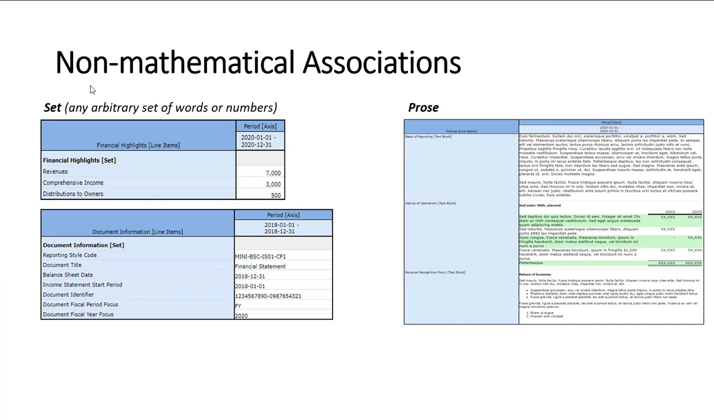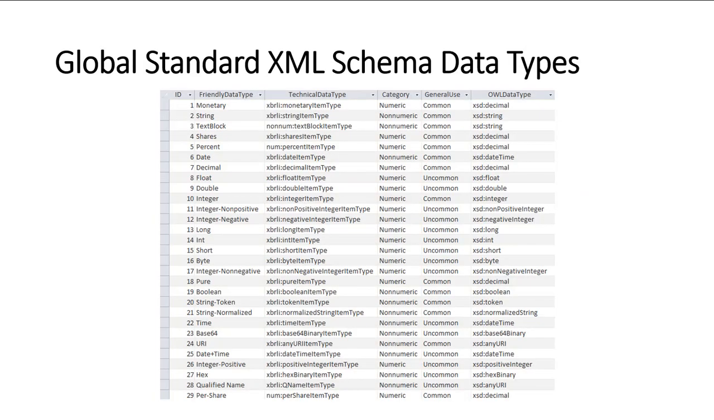You can also have non-mathematical associations, just a set of any arbitrary words or numbers. You can have prose, which is basically paragraphs of text or an entire table. This is what XBRL calls a text block. Or ordered lists, unordered lists, anything that XHTML supports can be done in XBRL. The data types are all XML schema data types, and you can use the entire XML schema 2.0 specification to restrict data types, but these are just the base data types. Here are the OWL data types.